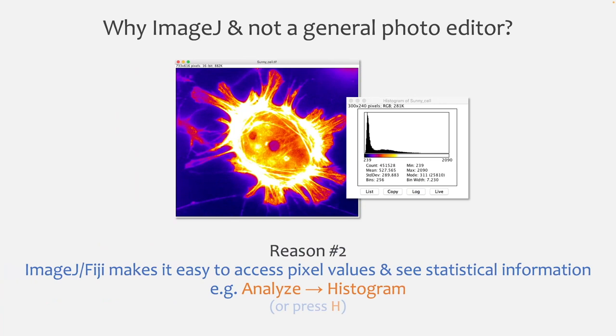And so the good thing about ImageJ is it gives you access to this kind of information. You can very quickly generate a histogram, you can very quickly change the brightness and contrast, and it gives you the options of doing it in a way that doesn't modify your pixel values. If you were to open your image in some general purpose photo editing software, you might well find that it's not the case. And if you do something like change the brightness and contrast, it will automatically change the pixel values and there's no real way back.